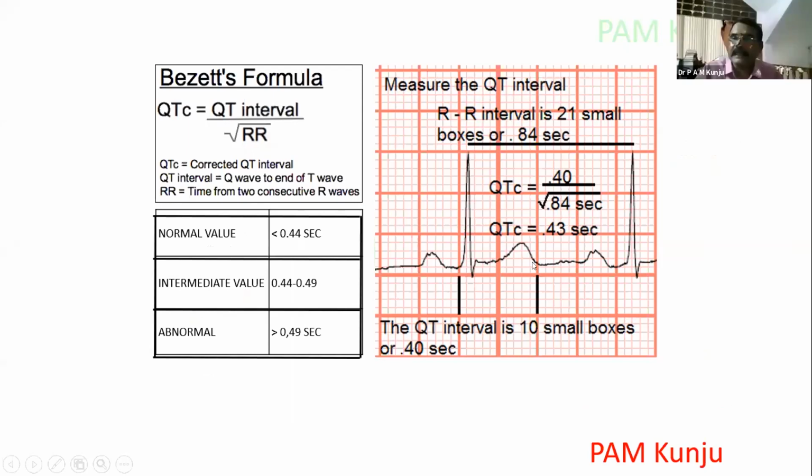Okay, it is ECG now. So ECG you have to do and look for the QT interval, and I think nowadays QT interval is very, very important because of the hydroxychloroquine also.